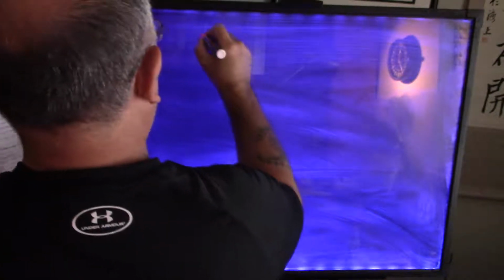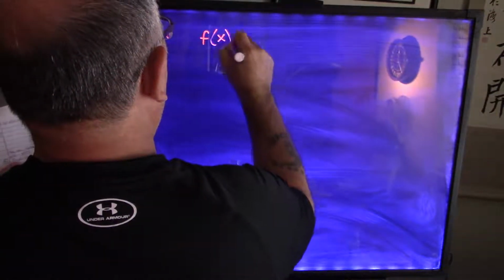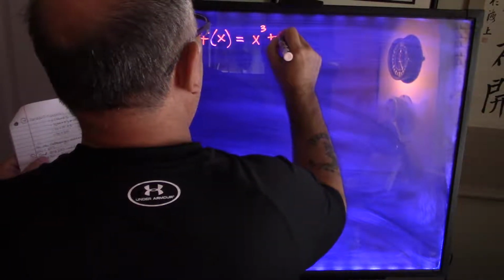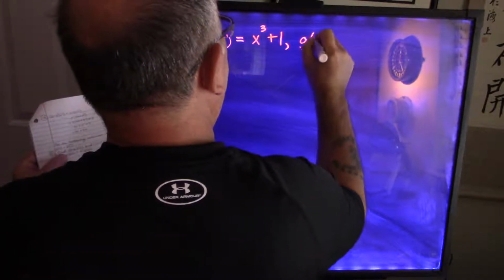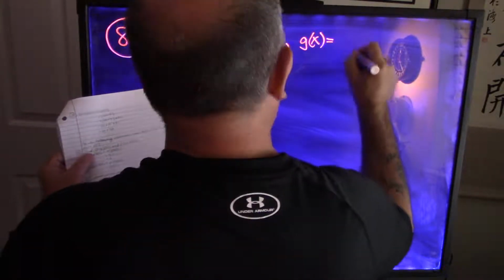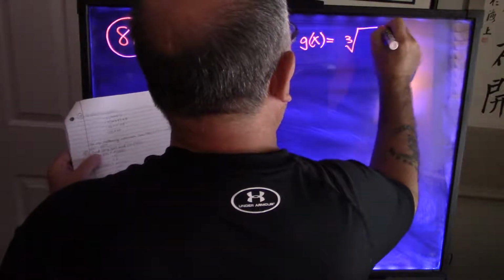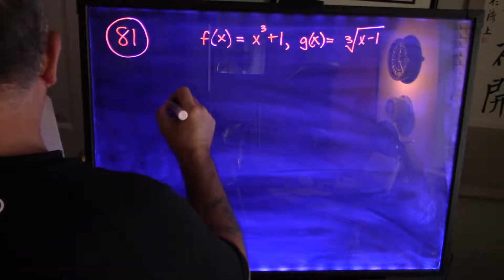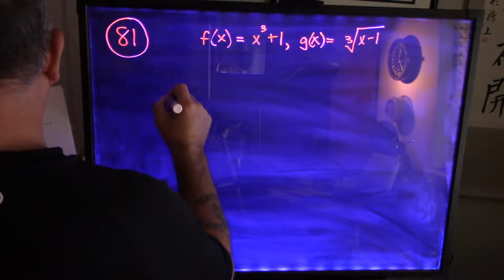Okay, number 81. For the following exercises, use f of x is x cubed plus 1 and g of x is cube root of x minus 1. So let me write these down. f of x is x cubed plus 1 and g of x is cube root of x minus 1. Alright? So for 81, we need to find f composed with g of 2 and g composed with f of 2.